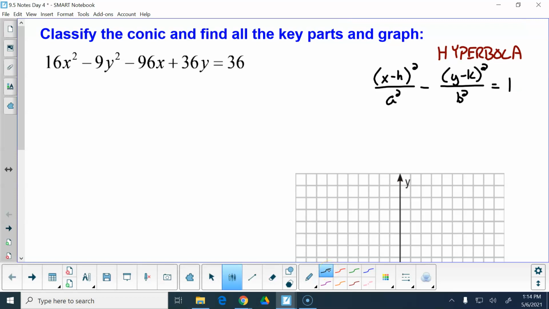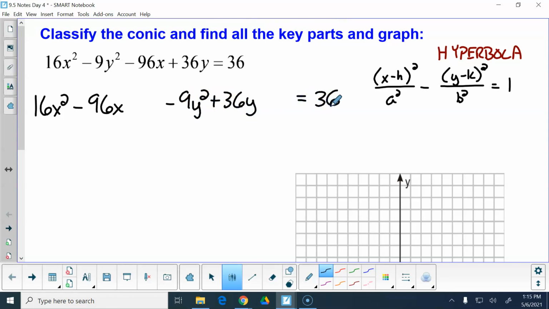So the very first thing we're going to do is separate stuff out. So we got 16x squared minus 96x. I'm going to leave a little bit of a gap. Minus 9y squared plus 36y. Leave a little bit of a gap. Equals 36. Okay. So now, first I've got to factor out a 16. So that would get me there.